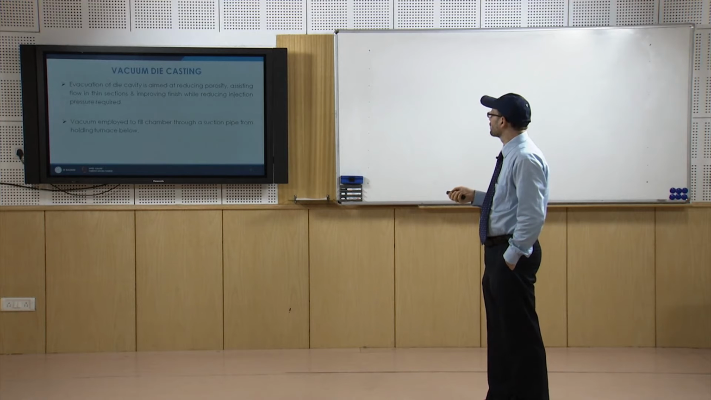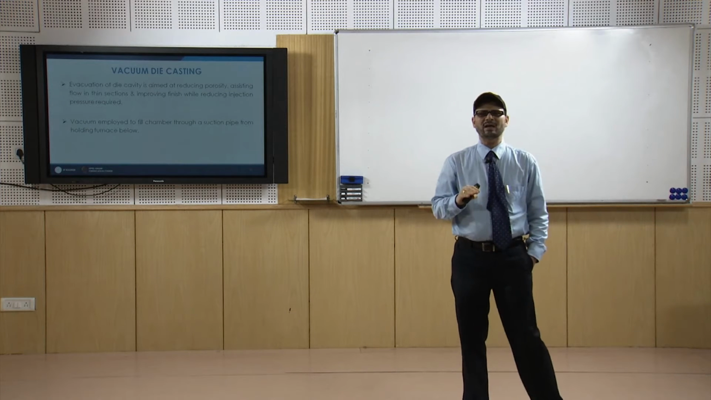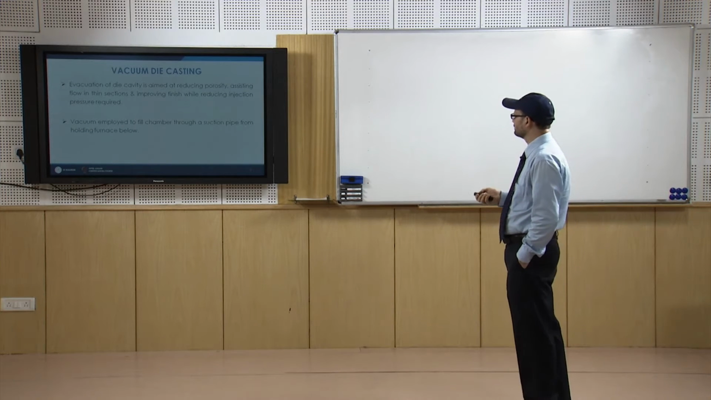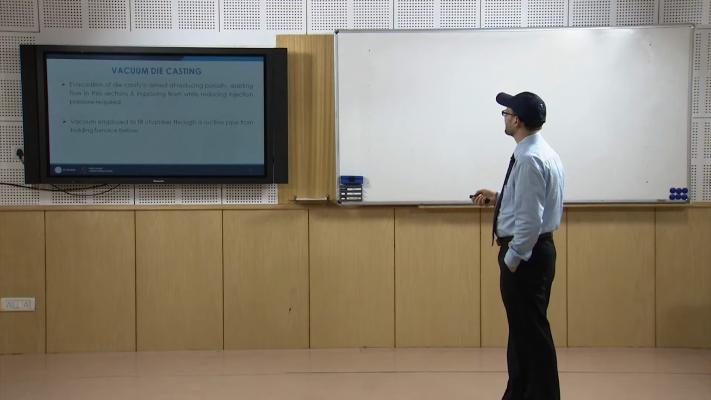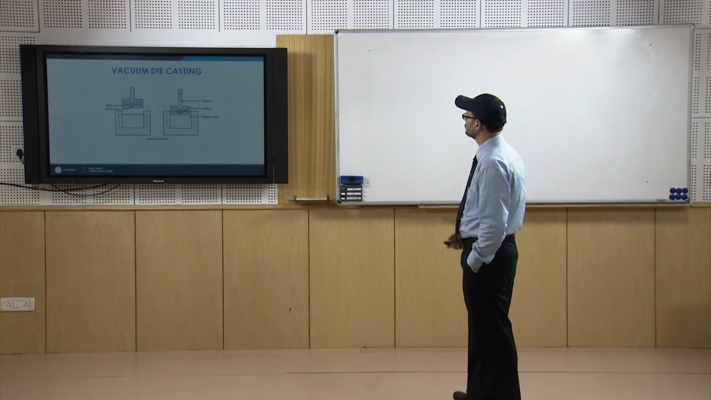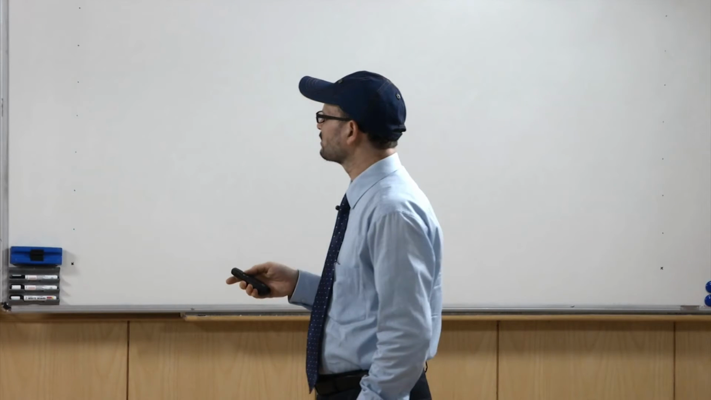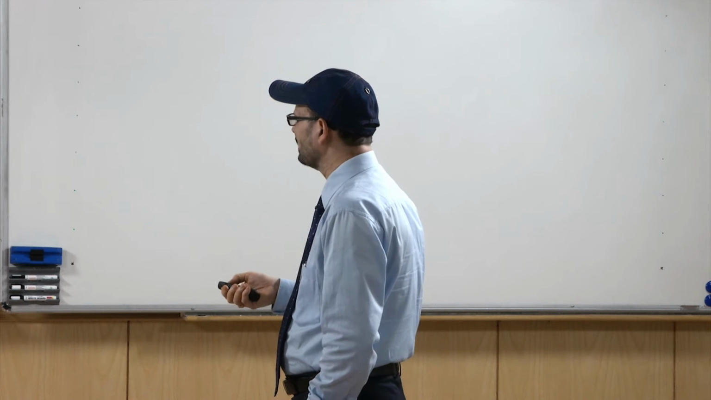Vacuum is employed to fill the chamber through a suction pipe from the holding furnace below. So, on the bottom side you have a holding furnace, and from there the vacuum is applied through a pipe. So, this is how it goes. You have this mold, and you have a certain mechanism by which you can create the vacuum. Once the vacuum is created, you have the pump attached, and from there you can create the vacuum. Once the vacuum is created, the molten metal will enter into it.